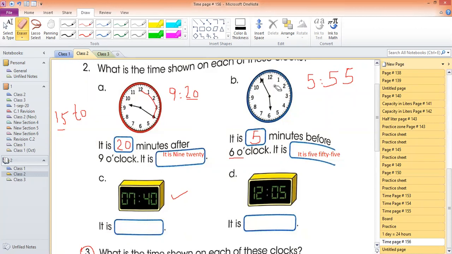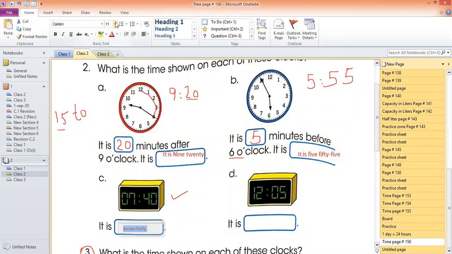Okay, and the time, it is 7:40. It is seven, forty. Very good. It is 7:40. Thank you, sir. Welcome. So guys, the answer of this is it is 7:40. Clear? Yes.